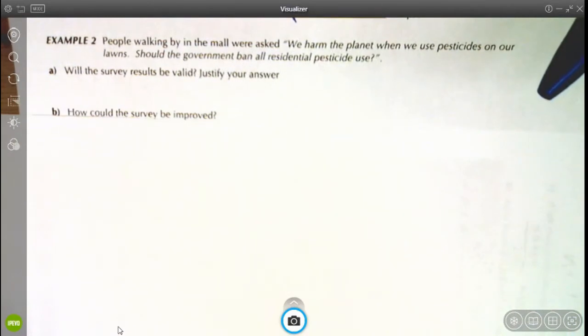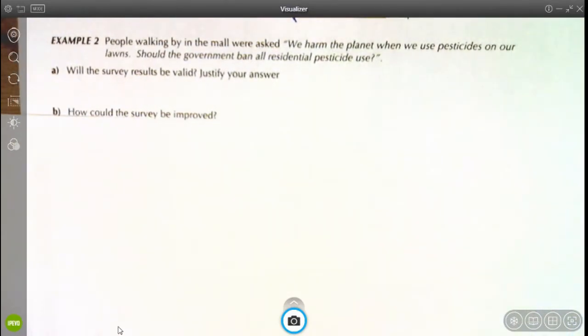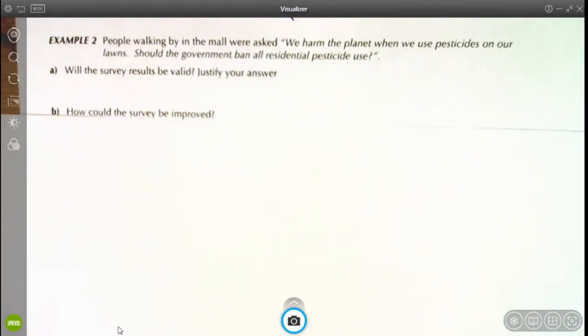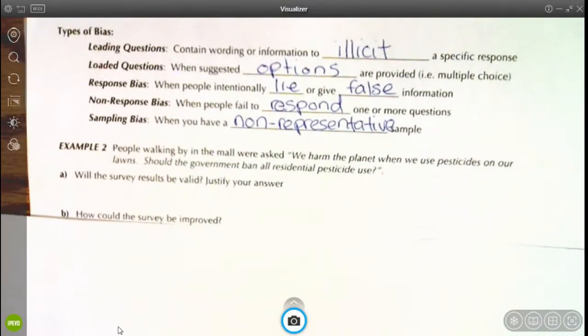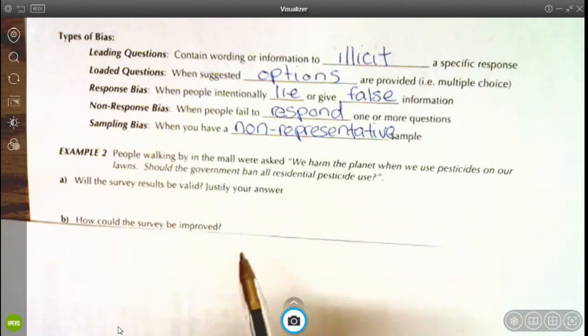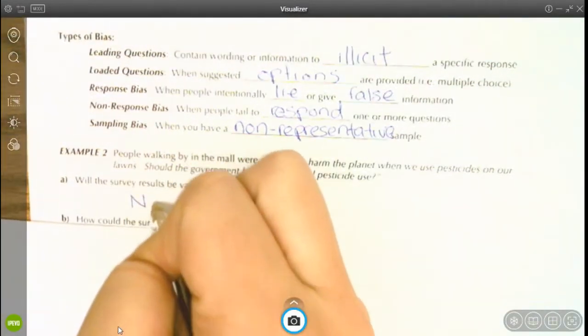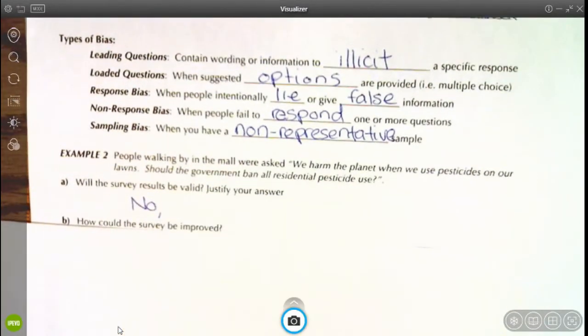People walking by in the mall were asked, "We harm the planet when we use pesticides on our lawns. Should the government ban all residential pesticide use?" So, is this survey going to be valid? No, I would argue that there is bias and that it is not going to be valid. What type of bias is it?